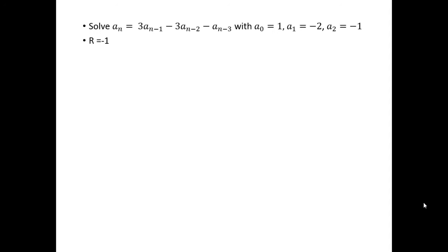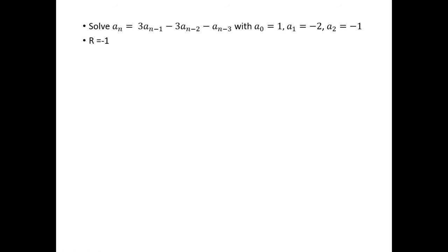Let us look at another problem. Try to solve this problem here. I'm deliberately taking this problem because here the nth term is expressed as the sum of the previous three terms. So instead of a quadratic equation, we will get a cubic equation.